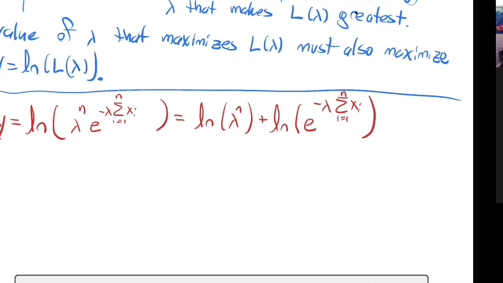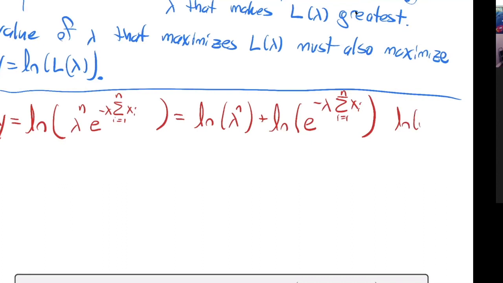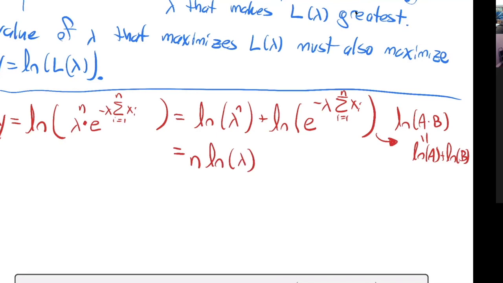Over here, I just used this property that the natural log of A times B is equal to the natural log of A plus the natural log of B, to split that up. Then we have this property of natural logs that says the natural log of lambda to the nth power is the same thing as n times the natural log of lambda.